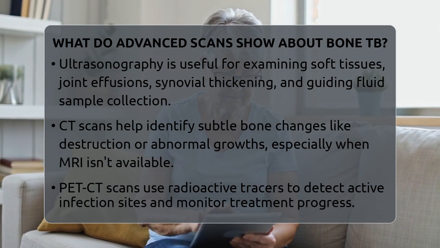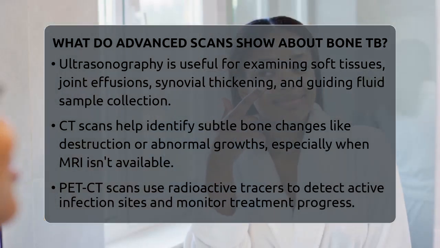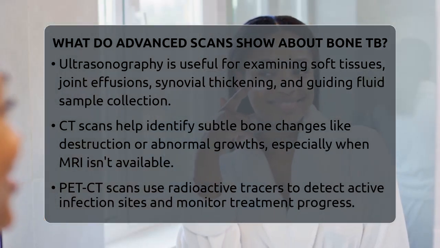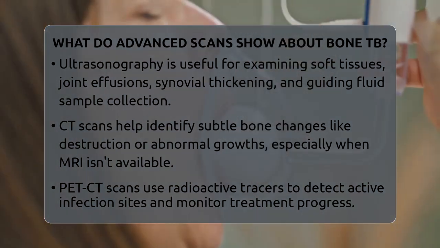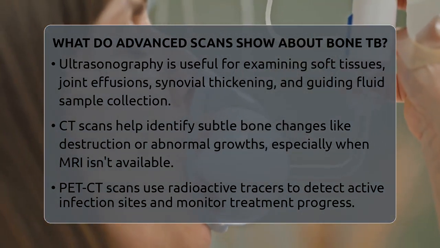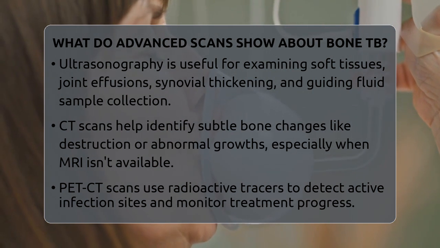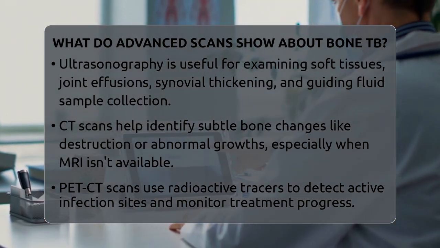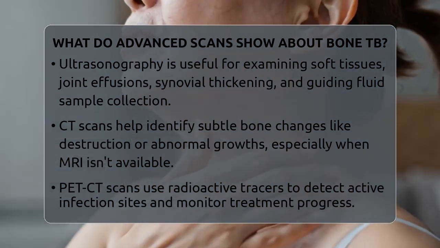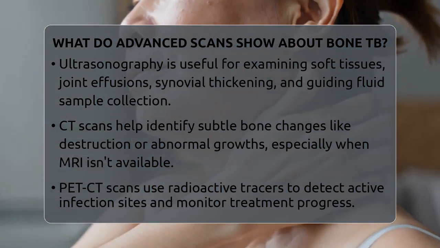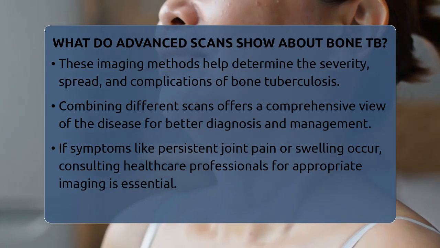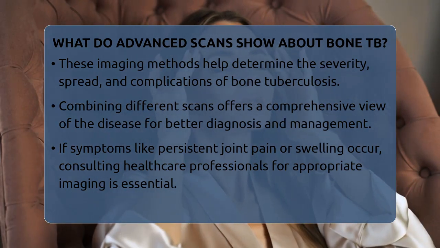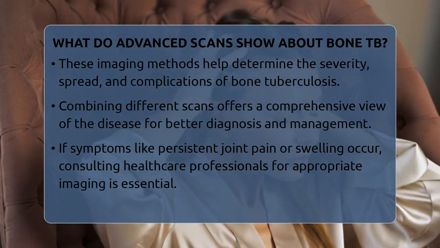Nuclear medicine imaging, like positron emission tomography combined with computed tomography, known as PET-CT, provides a different perspective. It uses radioactive tracers to highlight areas of active infection. PET-CT can identify multiple sites of disease throughout the body and help monitor how well treatment is working. Active tuberculosis lesions tend to take up more tracer, making them easier to spot.